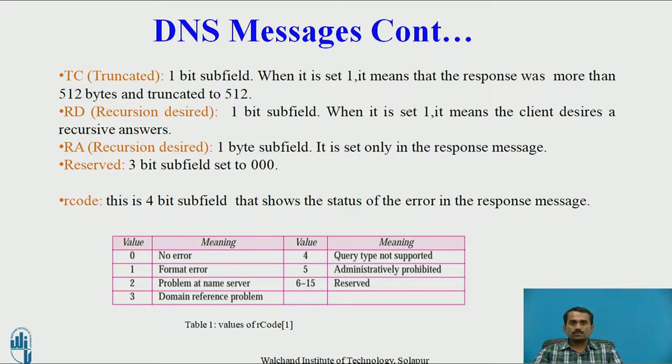R code is a 4 bit subfield that shows the status of error in the response message. Here are the values and meanings: 0 means no error, 1 means format error, 2 means problem at the name server, 3 means domain reference problem, 4 means query type not supported, 5 is refused, and 6 to 15 are reserved.